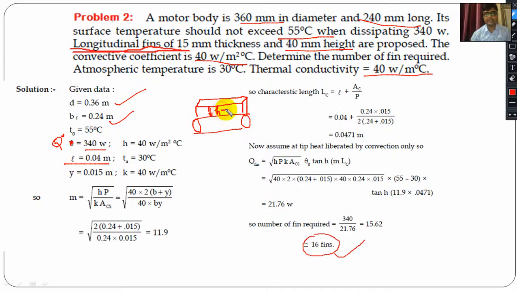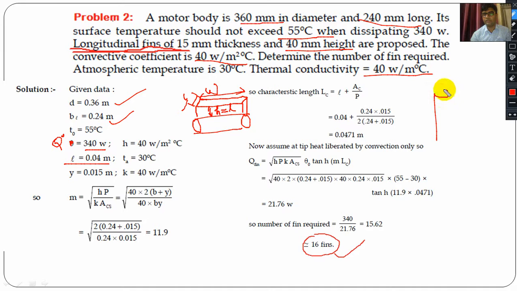So this height is basically the length of the fin, and definitely this one is considered as the width of the fin. This is the width of the fin, and this particular distance is considered as the thickness of the fin. Why? Clear? You can also see it like this.